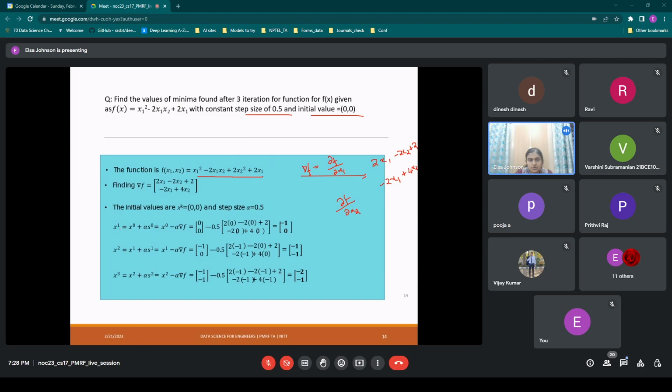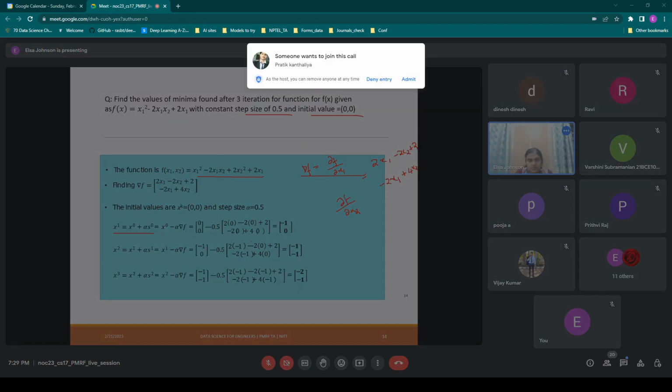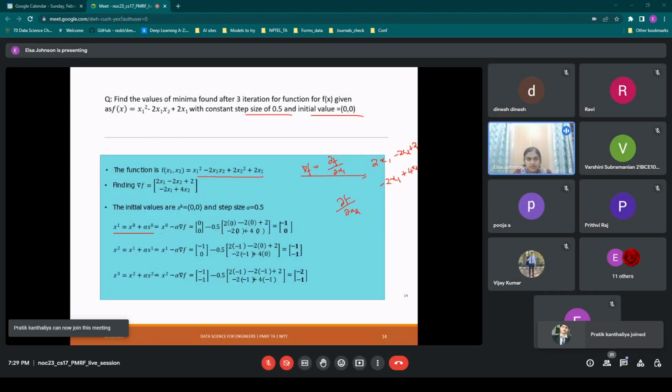So what you have to do next is x1 equals the initial one, x0, plus alpha times s0. x0 you already know is 0, 0, and the alpha value is 0.5, into 2 into x1, which is 0, minus 2x2, also 0, plus 2. Here also, 2 into minus 2 into 0 plus 4. So your value will come out as minus 1, 0. So you have got x1 as minus 1, 0.